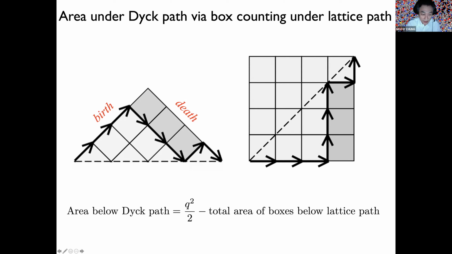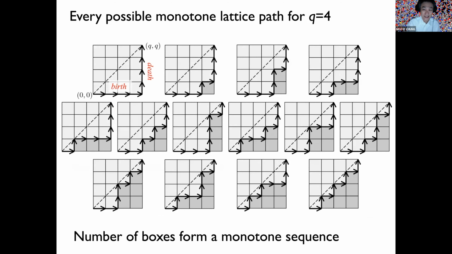So the area below the Dyck path, forget it. I'm going to just analyze the area below the lattice path because that's equivalent. And we have 14 possible lattice paths. Now, the nice thing about this lattice path is that it's increasing from 0, 0 to Q, Q in increasing fashion. So it's called the monotone lattice path. And the nice thing about combinatorics is that all these math people worked out a lot of the tools for computing and enumerating.